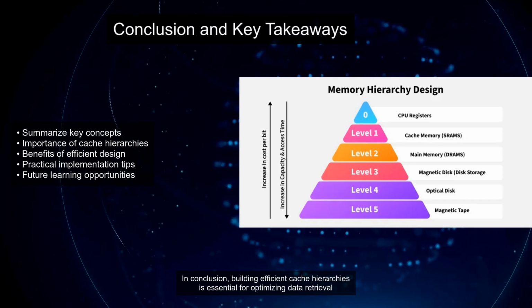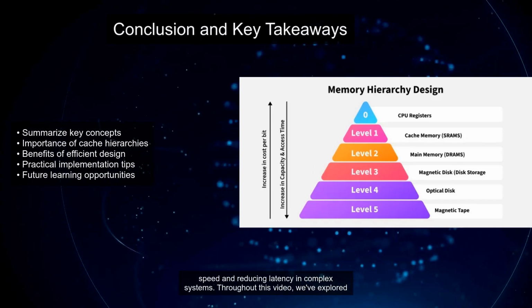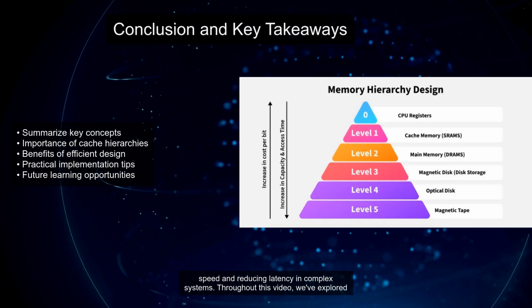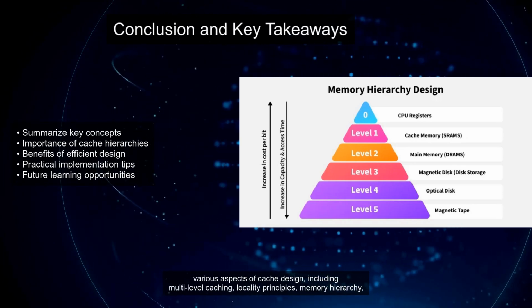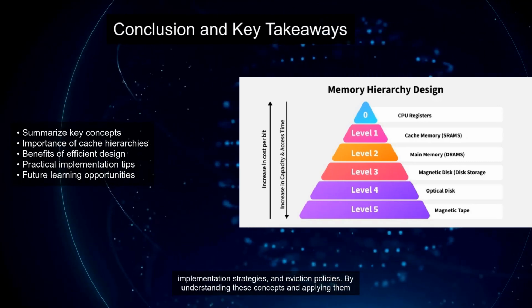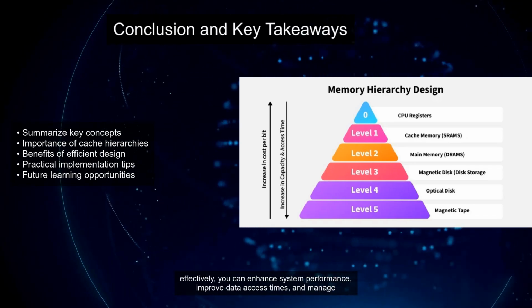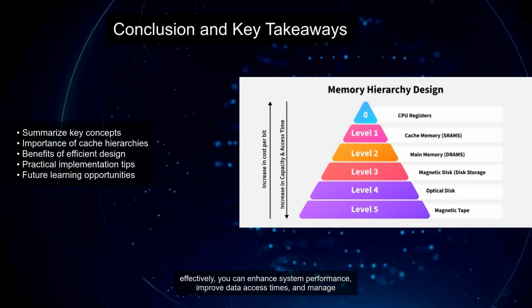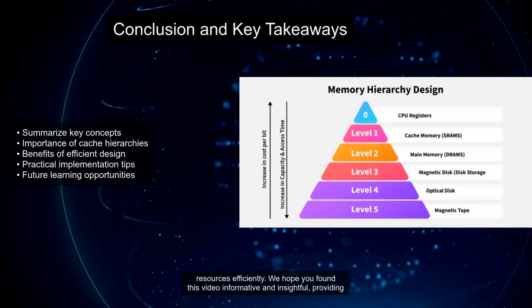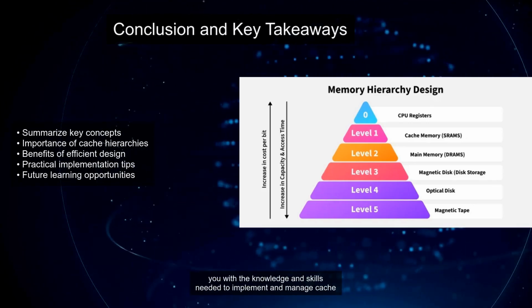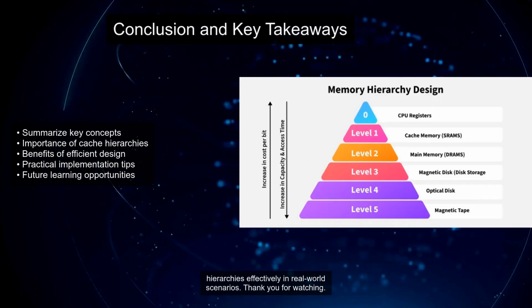In conclusion, building efficient cache hierarchies is essential for optimizing data retrieval speed and reducing latency in complex systems. Throughout this video, we've explored various aspects of cache design, including multi-level caching, locality principles, memory hierarchy, implementation strategies, and eviction policies. By understanding these concepts and applying them effectively, you can enhance system performance, improve data access times, and manage resources efficiently. We hope you found this video informative and insightful, providing you with the knowledge and skills needed to implement and manage cache hierarchies effectively in real-world scenarios.